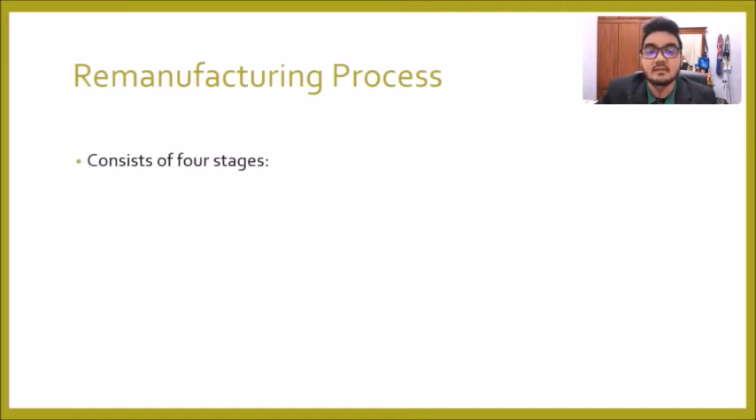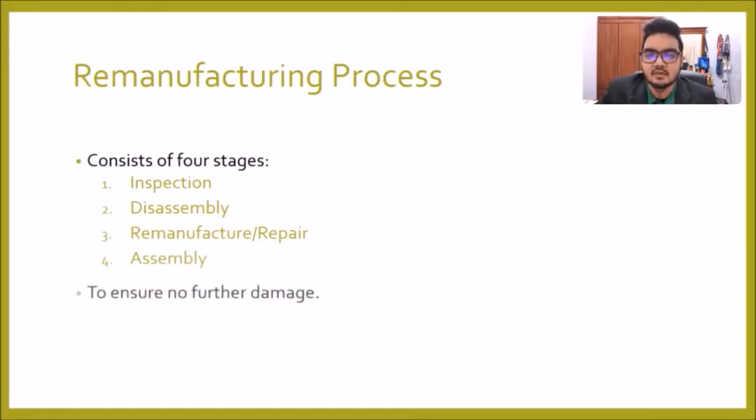Remanufacturing consists of four stages, which are inspection, disassembly, remanufacturing or repairing process, and lastly, assembly. Each stage is important in order to ensure no further damage is done in the overall process.